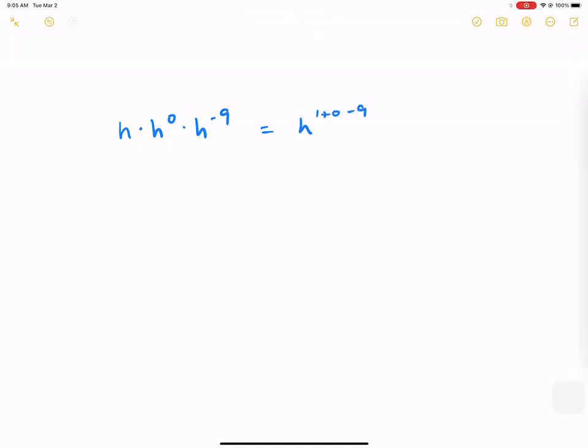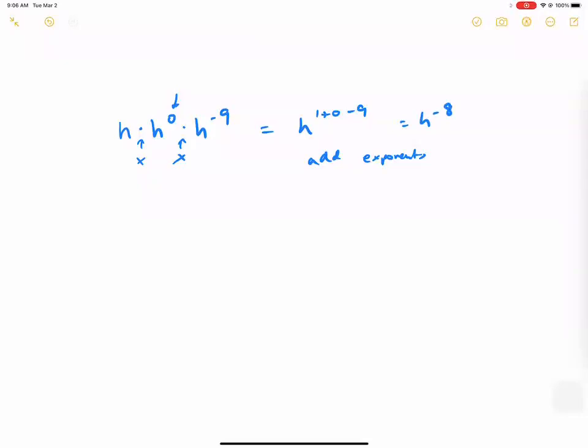Why? Because when I'm multiplying powers, we're really just adding the exponents. And that works. 1 plus 0. Why did I say plus 0? Because there's a 0 there. 1 plus 0 is 1. And minus 9 is h to the negative 8. Okay, because 1 minus 9 is negative 8.